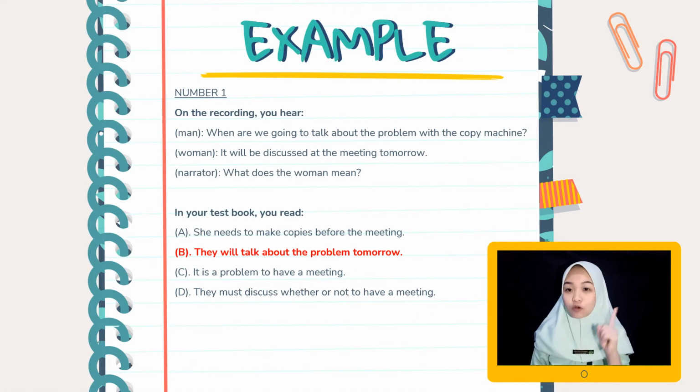The answer for number 1 is B, because from the above conversation, the second speaker, the woman, uses the passive sentence, "It will be discussed." So the answer must be in the form of an active sentence. So the best answer is B. They will talk about the problem tomorrow.